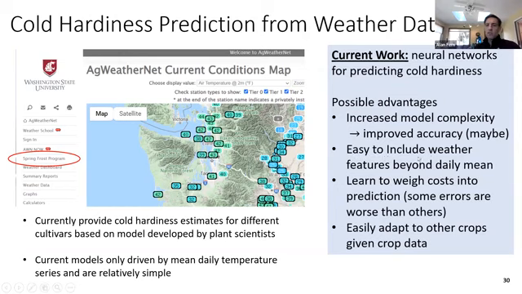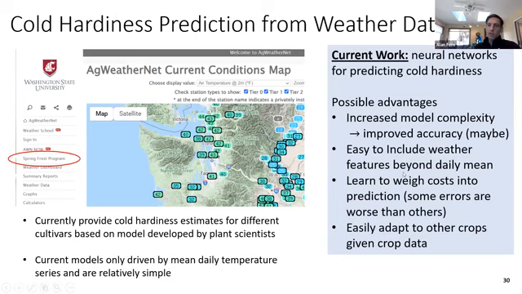It's also much easier to include other types of weather features. Right now, the models only work with temperature, like the daily mean temperature. That's literally all they use, because when you're creating a scientific model, it's hard to put a lot of random information in that might be related, but you don't exactly know how.